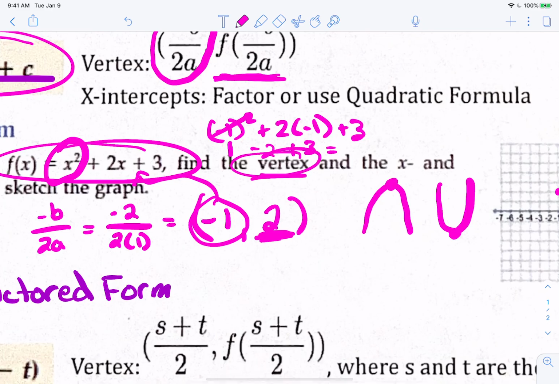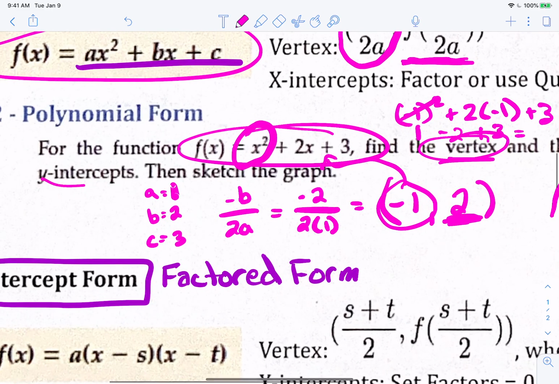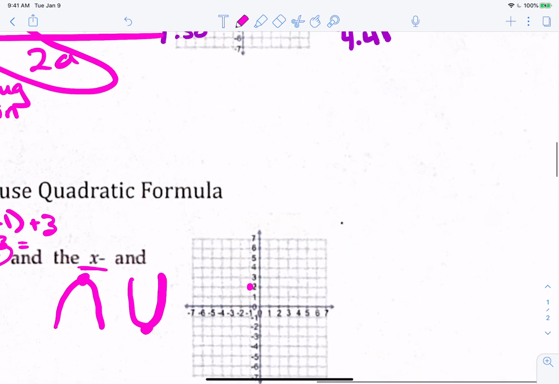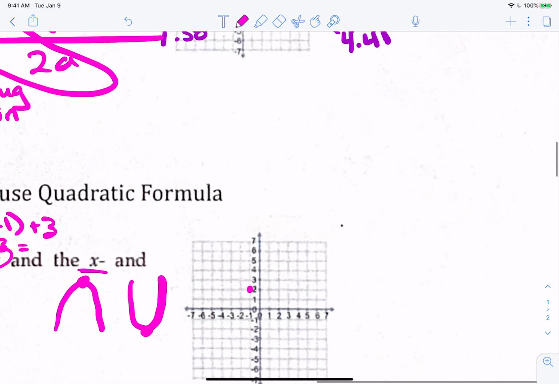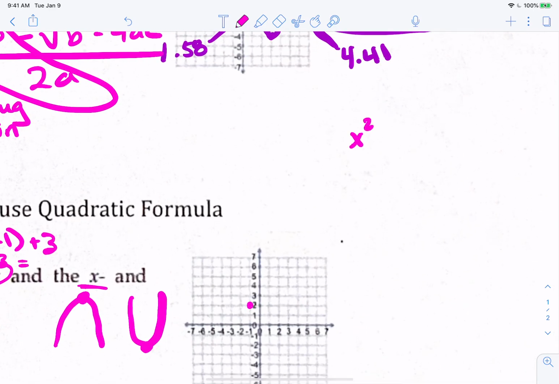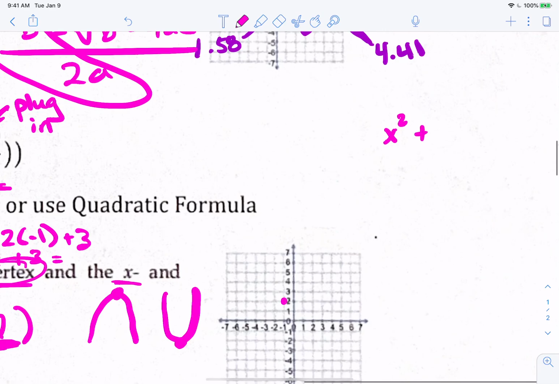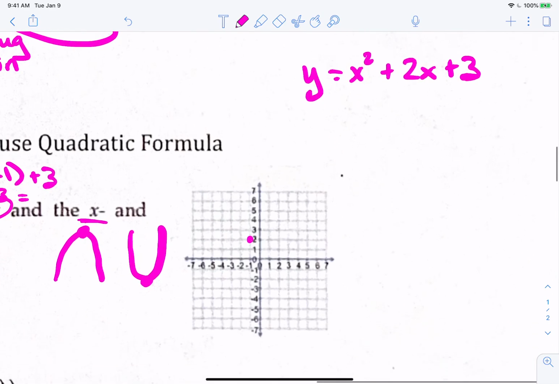So we found the vertex, and then they want us to find the x and the y intercept. I'm going to do that over here. So my function was, I'm sorry, I'm making you guys sick over here. X squared plus 2x plus 3. That's my original function, y equals. Okay, if I want to find the x intercepts, what do I do?